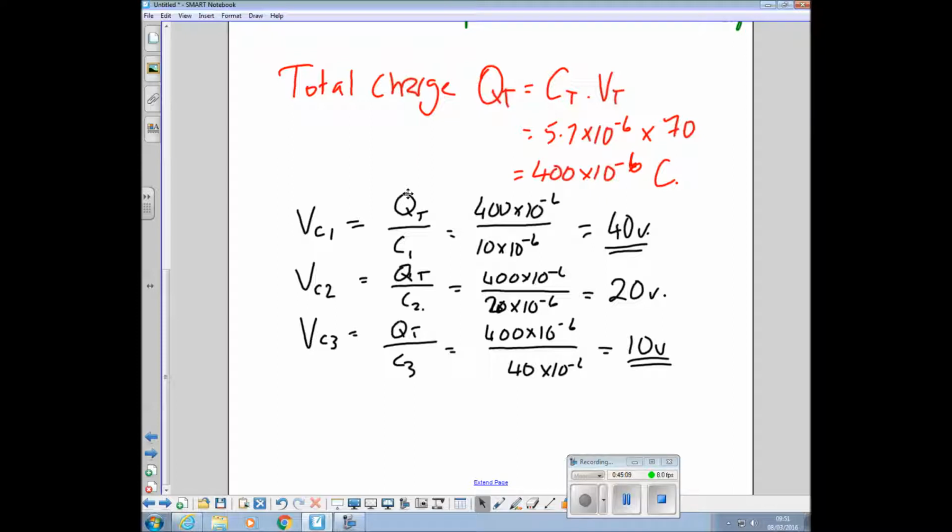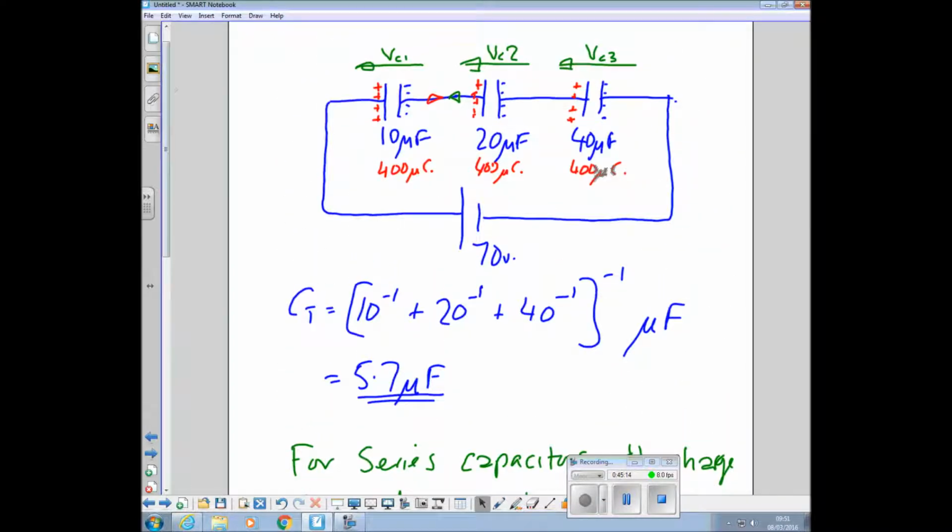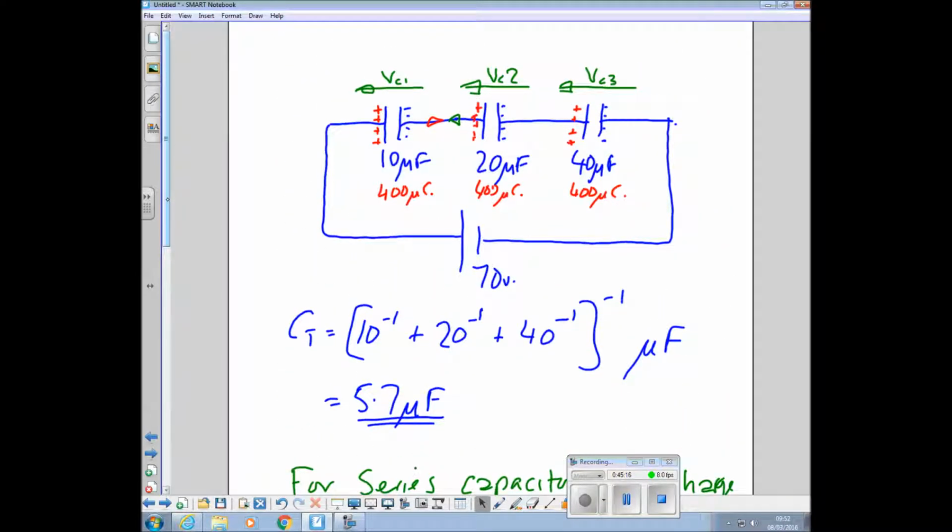40, 20, 10. Halves every time. Yeah, but that's because I've chosen kind of nice values that do that. That wasn't really what I was thinking about. We got 40 here, got 20 there, and we've got 10 volts there.